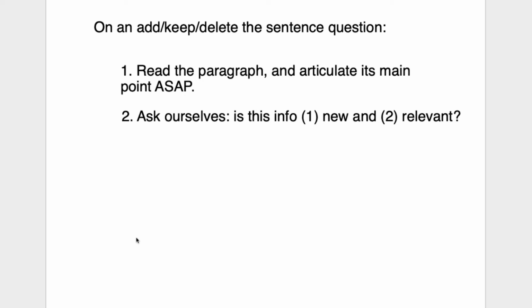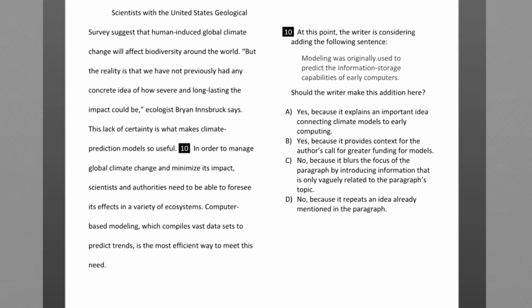Once we have articulated the main point very specifically, look at the sentence they're asking you about. Whether it is already in the paragraph or not yet in the paragraph doesn't matter. All that really matters is whatever the sentence is, ask, is it new information and is it relevant? It needs to be new info that is not redundant, and it needs to be relevant to the paragraph's main point. So let's take a look at this question.